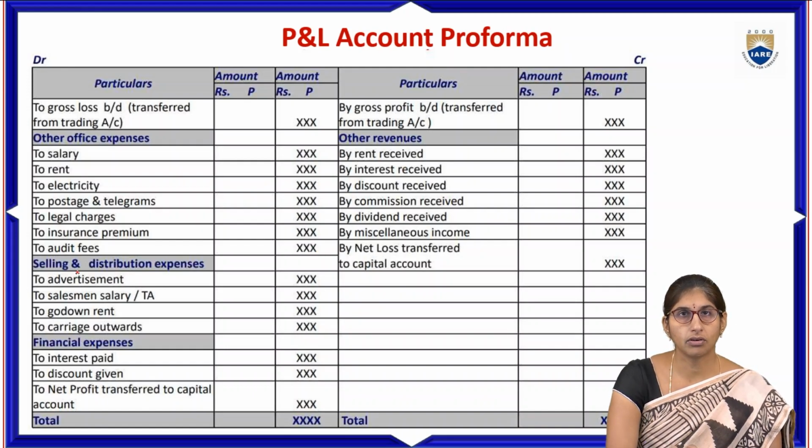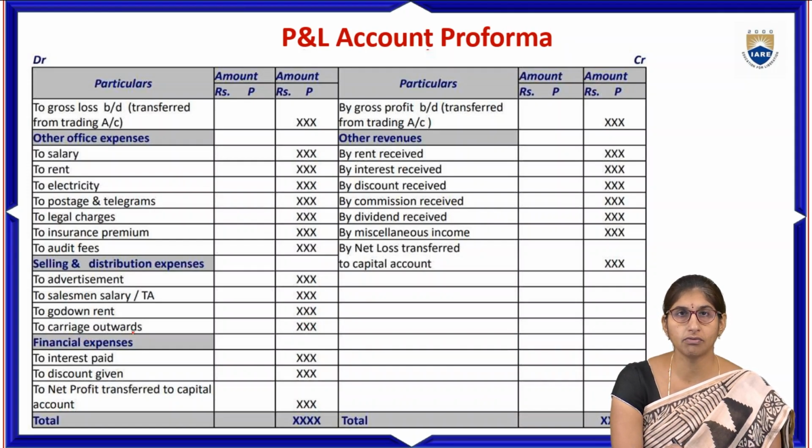Now the other overhead is selling and distribution expenses. Advertisement: to make the advertisement, we have to spend some amount of money for the business, so it is expenditure, so we are going to write it in the debit side. And salary to salesmen, TADA or traveling allowance, all these are also expenditure, so we are going to record them in the debit side. Godown rent is also expenditure. Carriage outwards is also expenditure, so we are going to write it in the debit side.